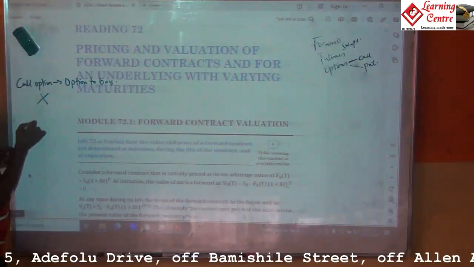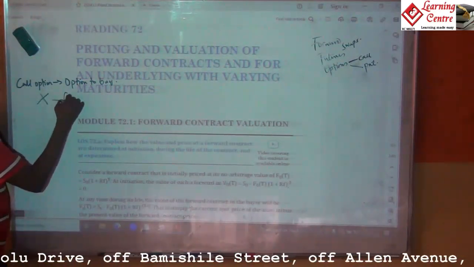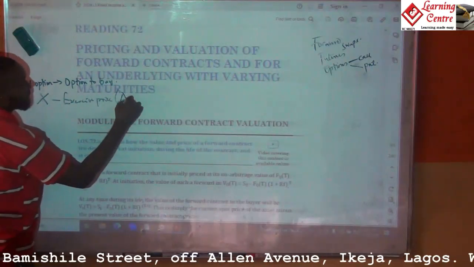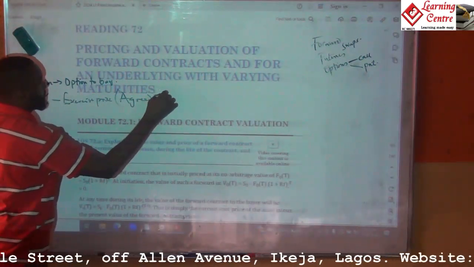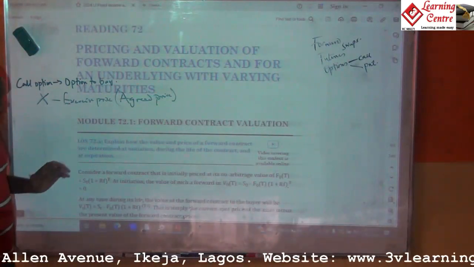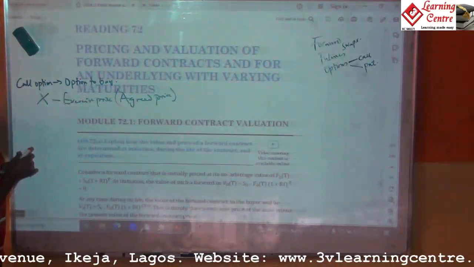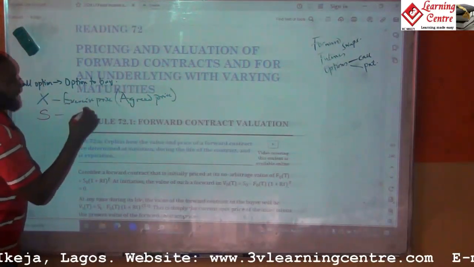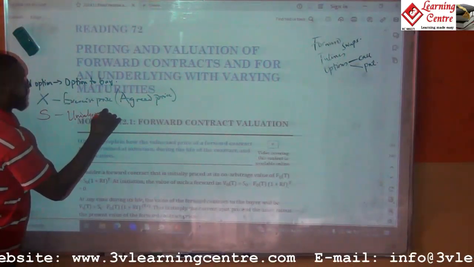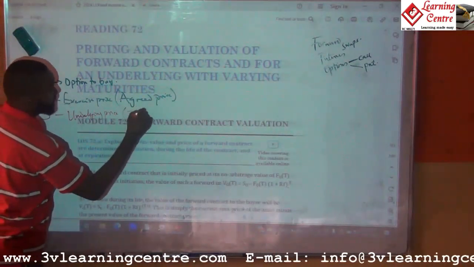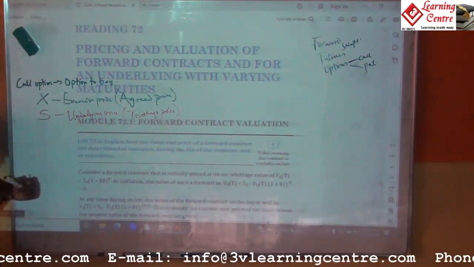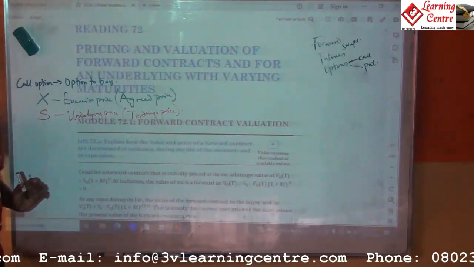So we said there is an X. This X is the exercise price. I want to also call it our agreed price. So just think of this X as the price we have agreed before that we are going to carry out the transaction. Then we have the S. The S is the underlying price, which we will call today's price. So always think of it like this: there is an agreed price and there is today's price.